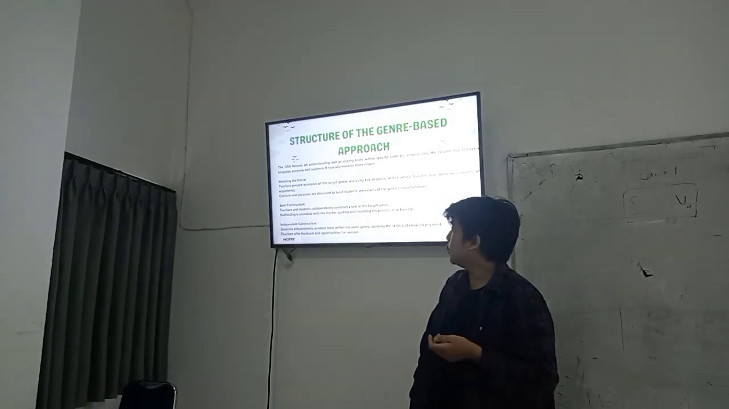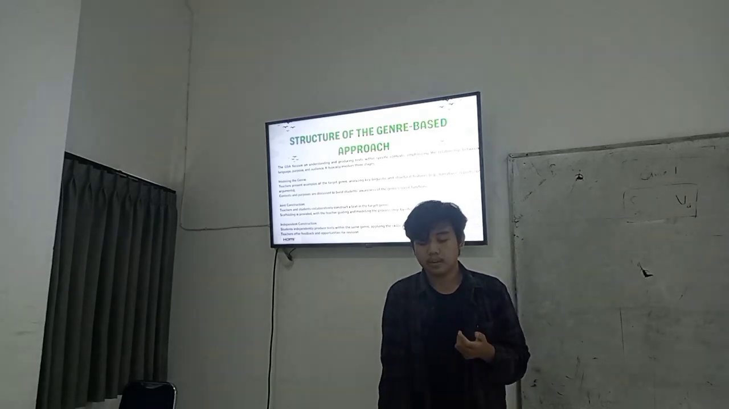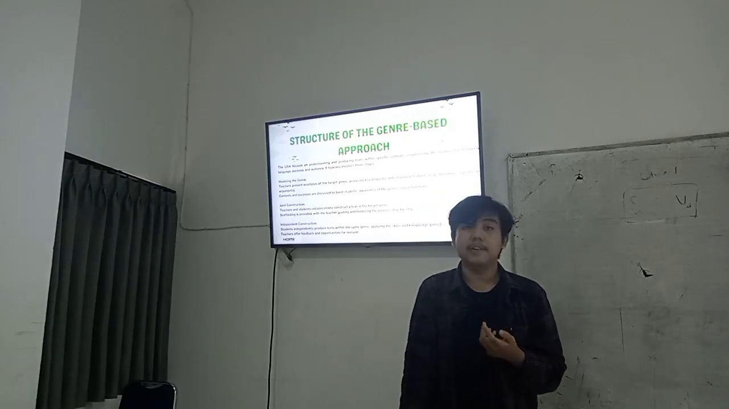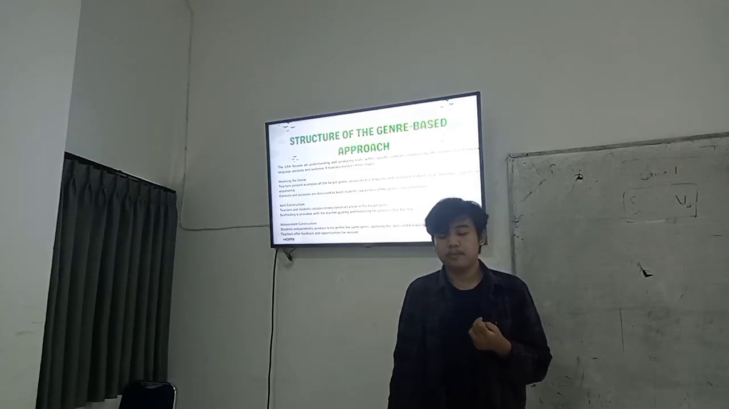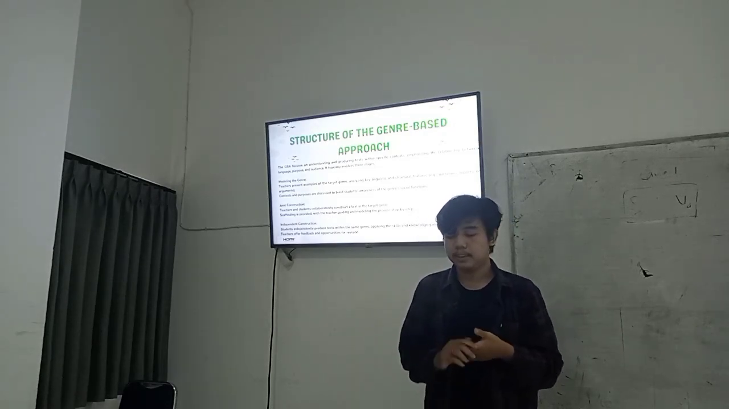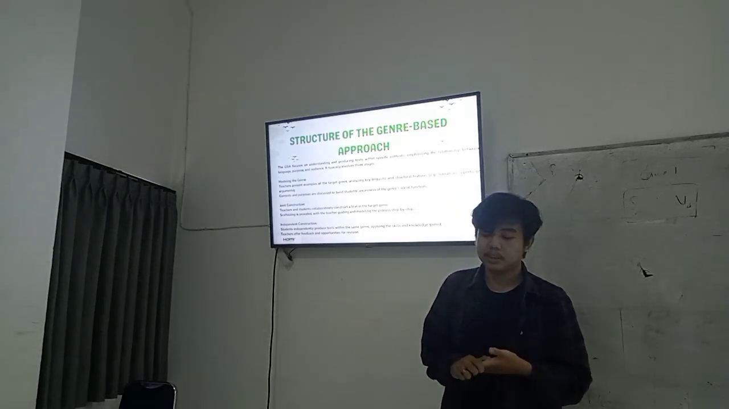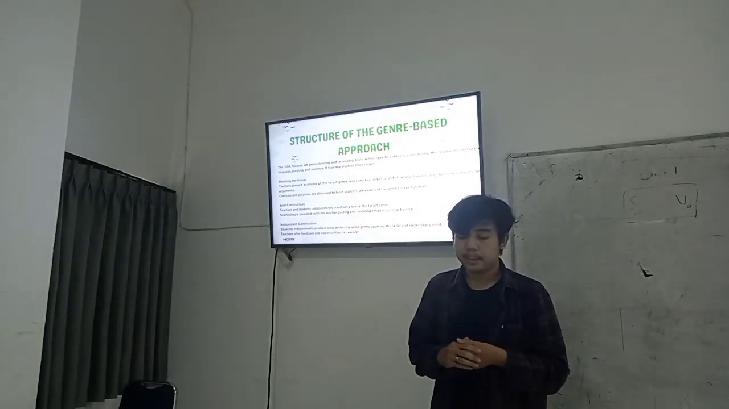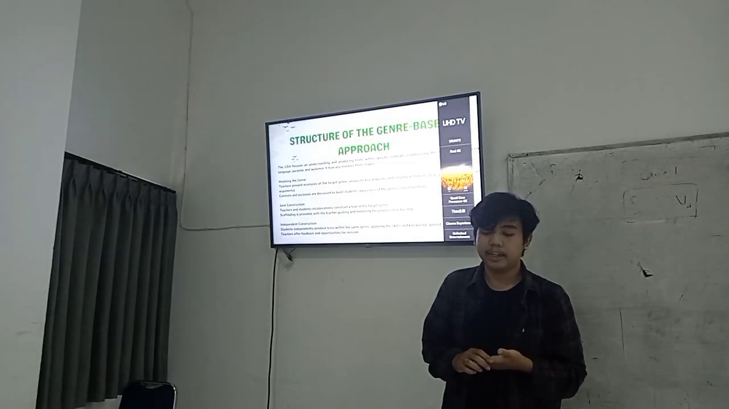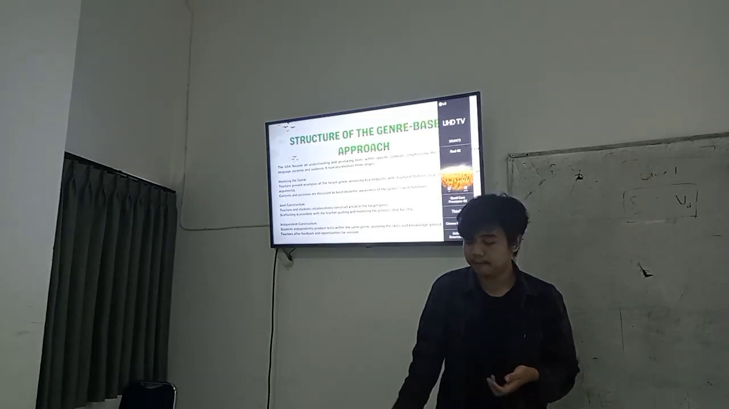Okay, the next is joint construction. Teachers and students collaboratively construct a text in the target genre. Scaffolding is provided, with the teacher guiding and modeling the process step by step. Okay, the last one is independent construction. Students independently produce text within the same genre, applying the skills and knowledge gained. Teachers offer feedback and opportunities for revision.